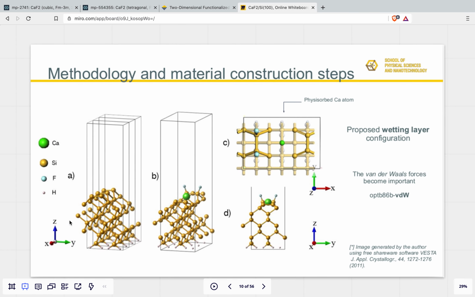We repeated 3 times the former silicon surface cells and employed this configuration as the chemical reaction mechanisms reported in the literature suggested. Let us note here that the calcium atom is physisorbed after the silicon etching. This fact motivated us to employ a DFT plus van der Waals approach using the functional optB86b with a van der Waals kernel.